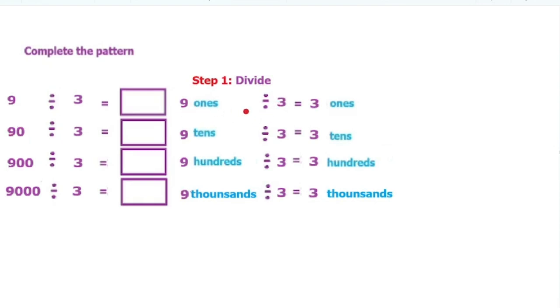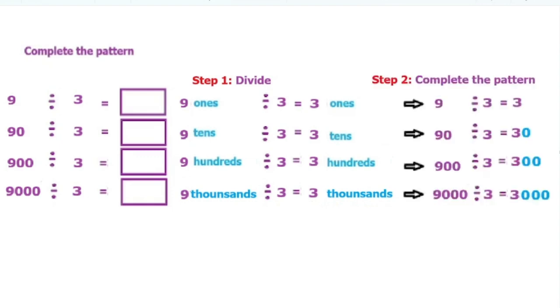So 9 ones divided by 3 equals 3 ones. So simple. 9 divided by 3 equals 3. Then we have 9 tens divided by 3 equals 3 tens. And if we have 9 hundreds, and if we divide that by 3, that's going to give us 3 hundreds. And if we have 9 thousands and divide that by 3, that's going to give us 3 thousands.